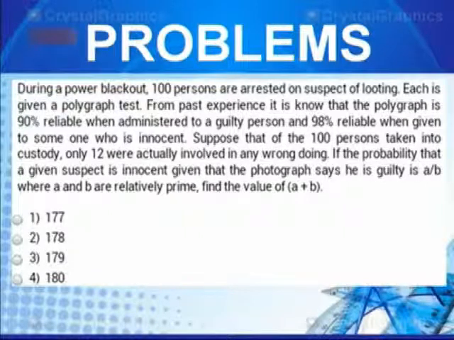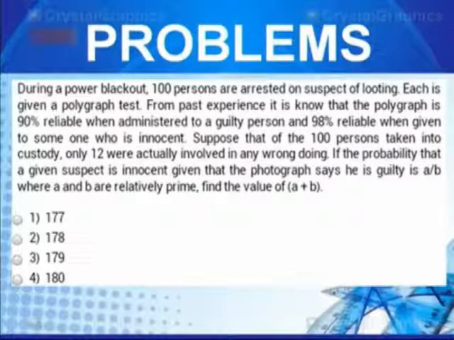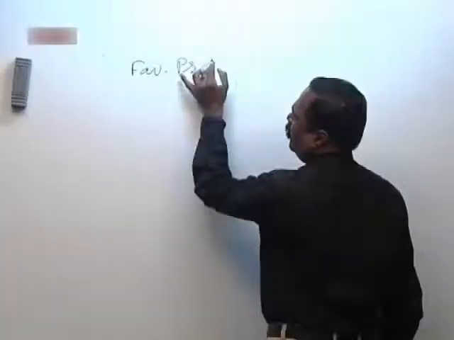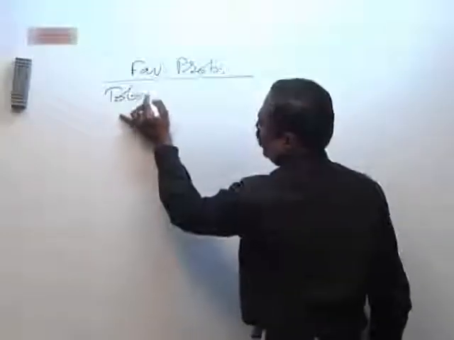So, the probability that a given suspect is innocent, given that the polygraph says he is guilty, is A by B, where A and B are relatively prime numbers. Find the value of A plus B. So understand that during a power blackout, 100 persons are arrested. What we require is simply favorable probability upon total probability.